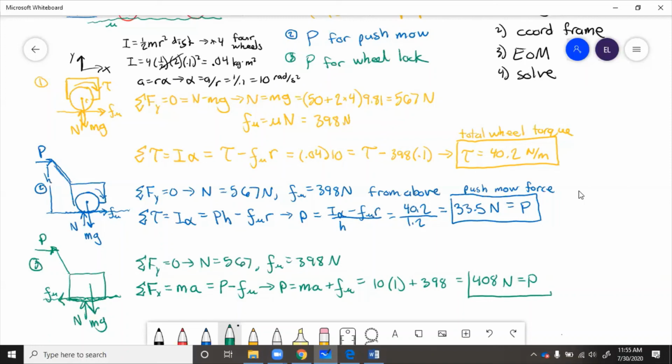So 408 is very significant compared to 33.5. So if those wheels lock, the force goes up more than even 10 times.